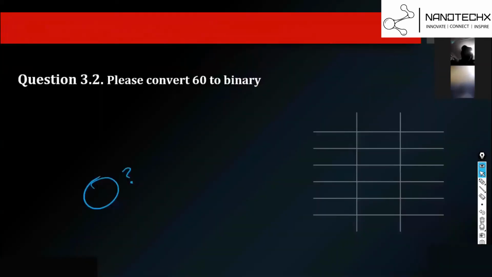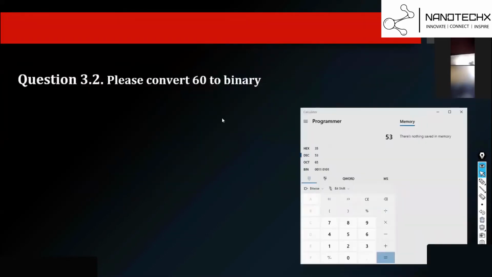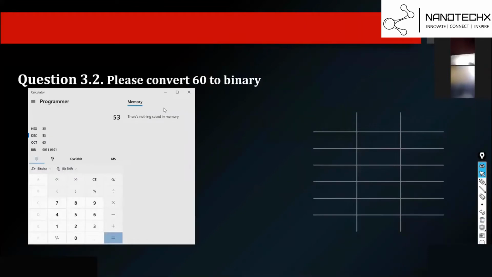Guys, whoever has the wrong answer, let's do it together now. We want to convert 53. So let's start with 53. We start dividing by 2. 26 2s are 52. How much is left? 1 is left. Then we start again.